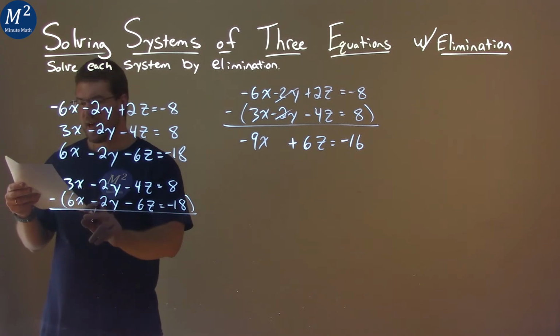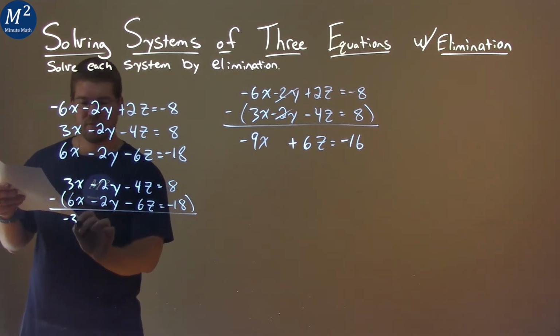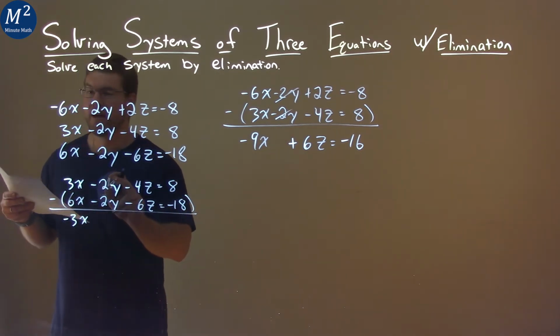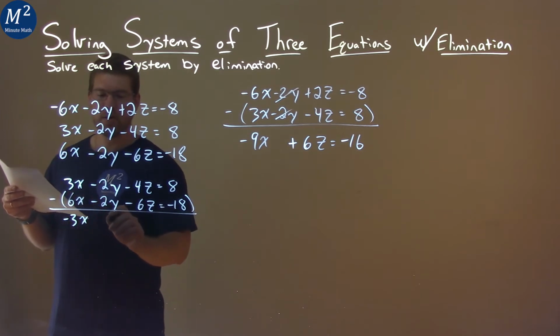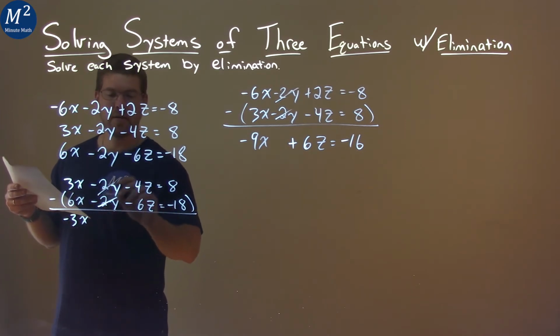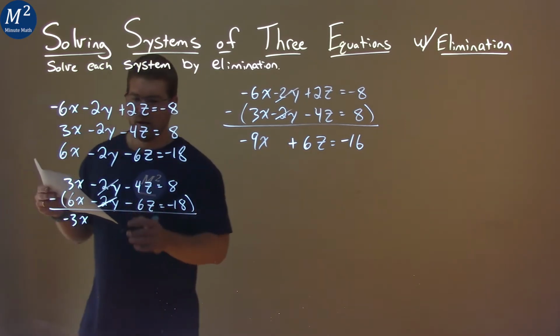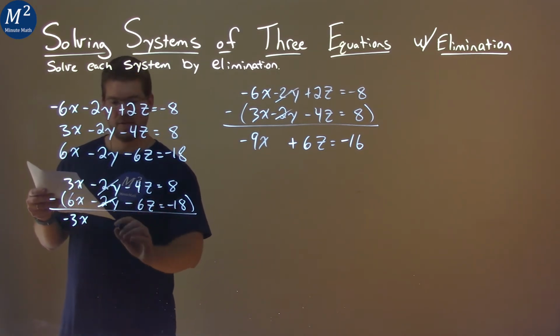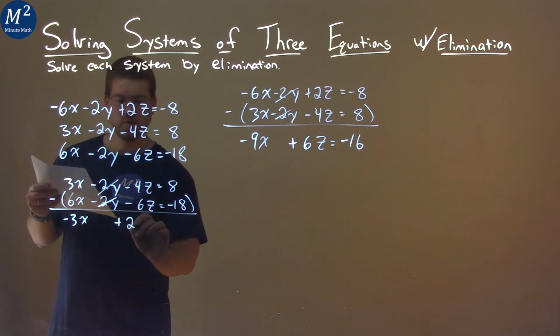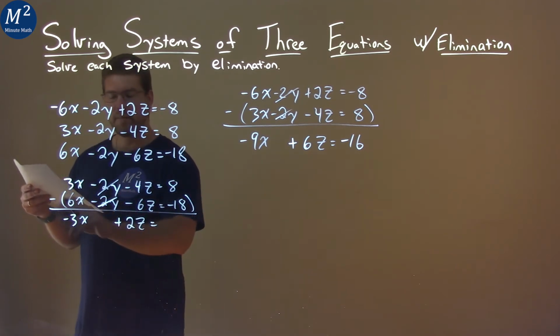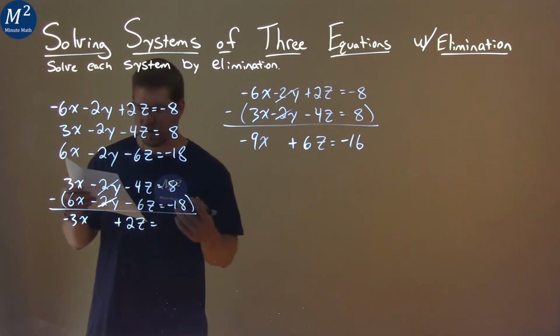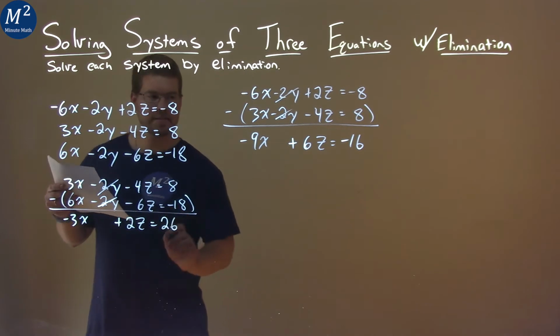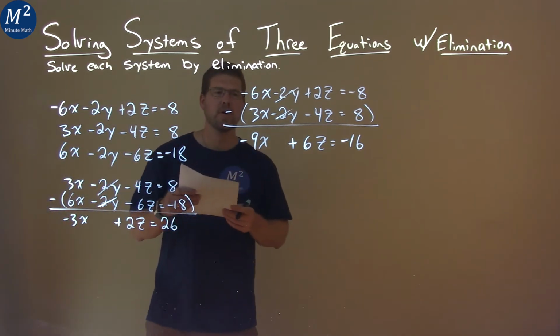3x minus 6x is, well, a negative 3x. But here, negative 2y minus a negative 2y is like adding a positive 2y, and they cancel out. Negative 4z minus a negative 6z is like adding a positive 6z, and we have 2z here. 8 minus a negative 18 is like adding a positive 18, and we have 26. So where can we go from here?